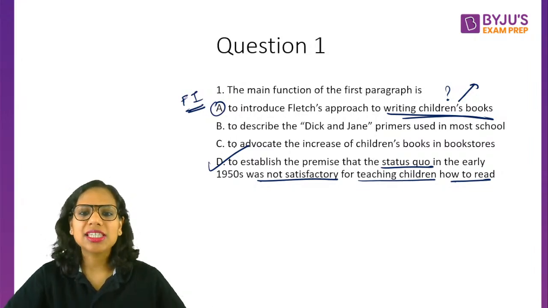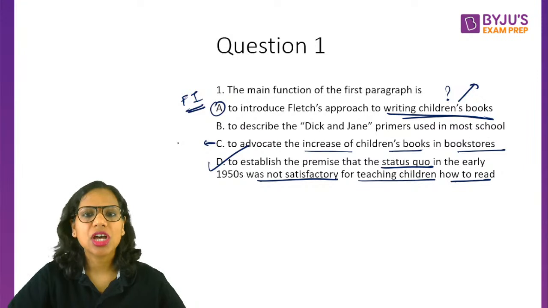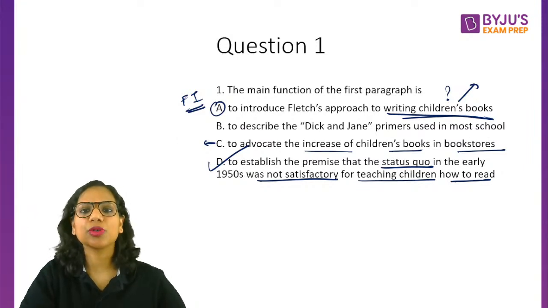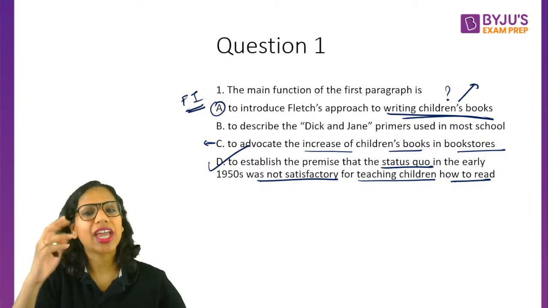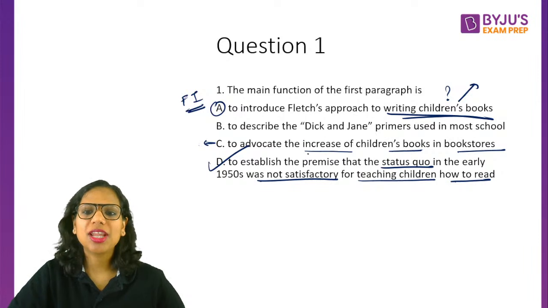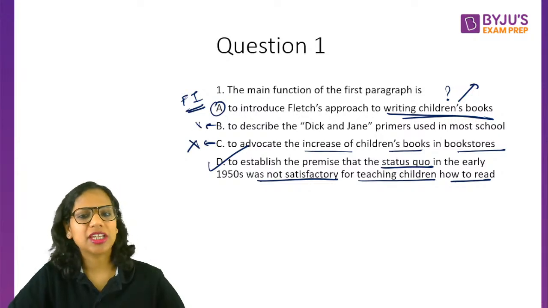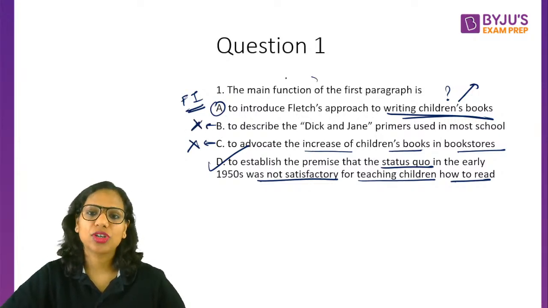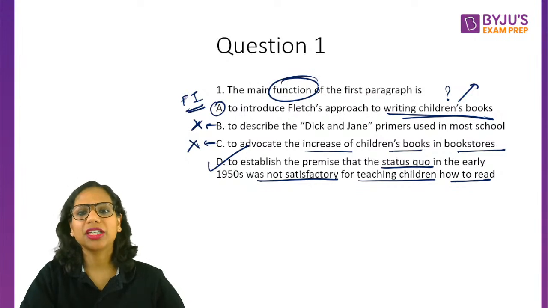Now, C says to advocate the increase of children's books in bookstores. No, it's not about that, okay, the number of books are less. It's about the kind of books that were there. They were boring, they were stupid, they were insipid. Insipid is, again, tasteless, bland. So, it's not about the number of books. No. To describe Dick and Jane primers used in most schools, no, that's just a part of the paragraph, not the function of the paragraph. We had to give the function of the paragraph here.